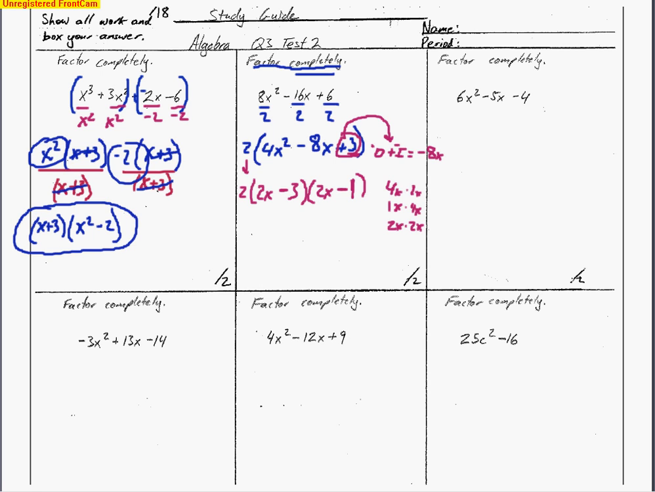So again, I have to check the outside terms and the inside terms. So I get negative 6x and a negative 2x, and sure enough, that makes negative 8x. So it does end up working. So we've got it factored.